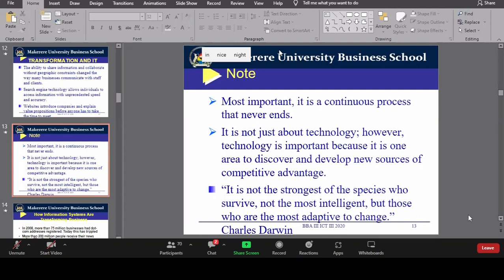It is not just about technology. However, technology is important because it is one area to discover and develop new sources of competitive advantage. That one is very clear. It is not the strongest of the species who survive, not the most intelligent, but those who are the most adaptive to change. What does that statement mean?